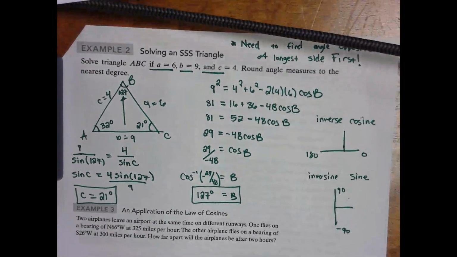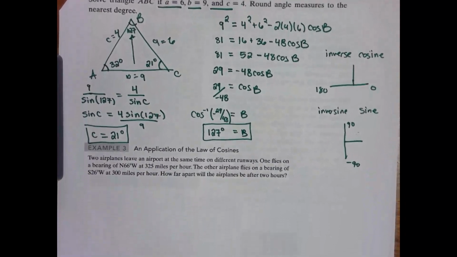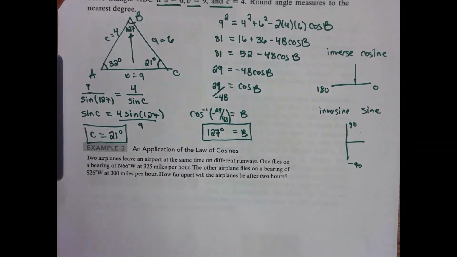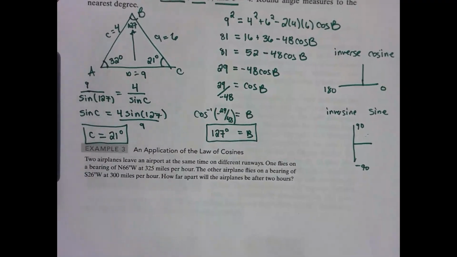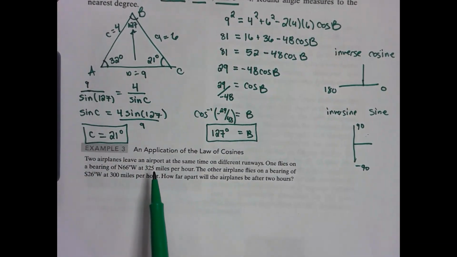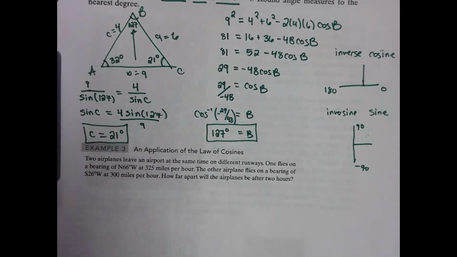I'm going to have you all work through one application problem, and then that'll be it for these notes. And we're going to actually do this application in 2 parts. Part 1, this is a bearings problem, so I want you to draw the diagram representing the 2 airplanes leaving the airport. We will all stop and check to make sure our diagram is correct before you then go ahead and use the law of cosines to answer the problem. Okay, so go ahead and read this. I'll zoom in a little bit.